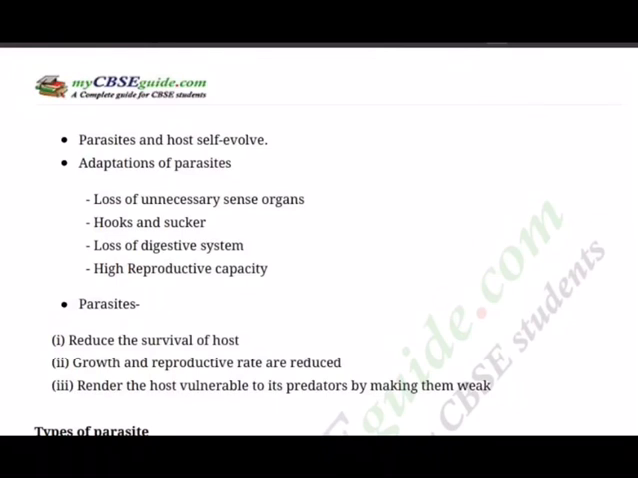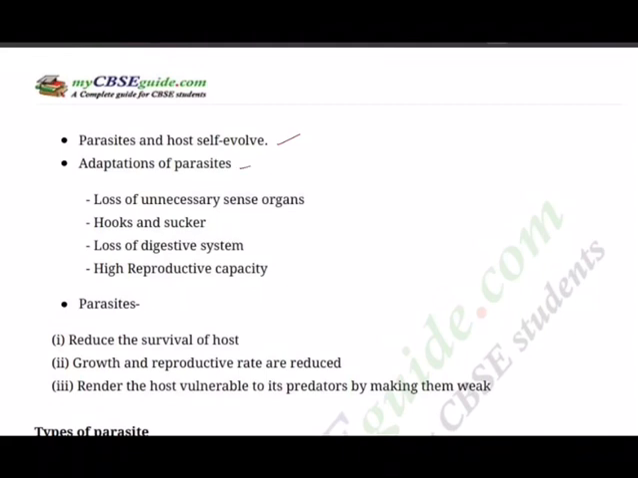So ecto, as the name suggests, means outside. The parasite stays outside the body of the host and sucks the nutrition. And endoparasite, endo, means inside. The parasite stays inside the host, like in the small intestine or stomach, and derives the nutrition. So we say endoparasitism. Parasites and hosts evolve themselves.